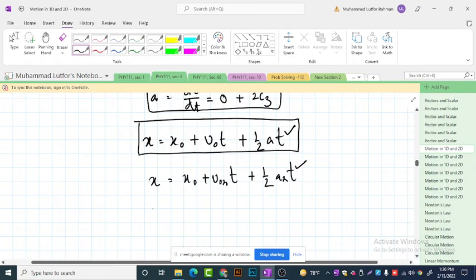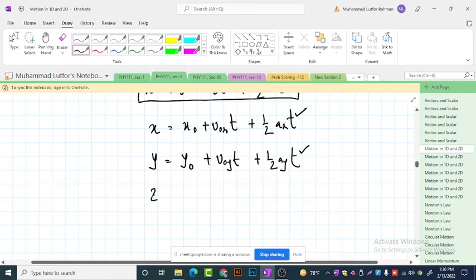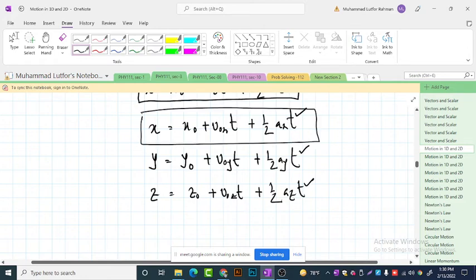If it is two dimensional, I will write this equation in y format: y naught plus v naught y t plus half of a y t square. That would be my displacement equation along the y direction. What about the z direction? I'll write z naught plus v naught z into t plus half of a z into t square. It is the same equation, right? We write it in different directions. So that would be the most general equation of the displacement of a particle.